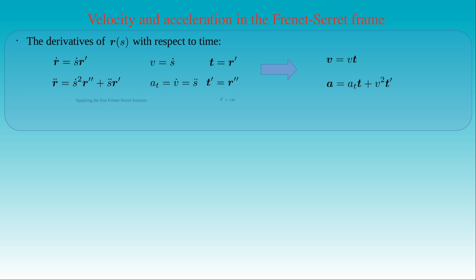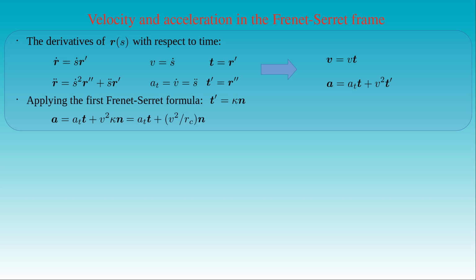Now we apply the first Frenet-Serret formula stating that the derivative of the tangent t with respect to the arc length is equal to the curvature times the normal vector n. Then we can write the acceleration vector as the tangential component of the acceleration times the tangent t, plus the square of the speed v times the curvature kappa multiplied by the normal vector n. Here the second term is the square of the speed divided by the curvature radius, times the normal vector n.